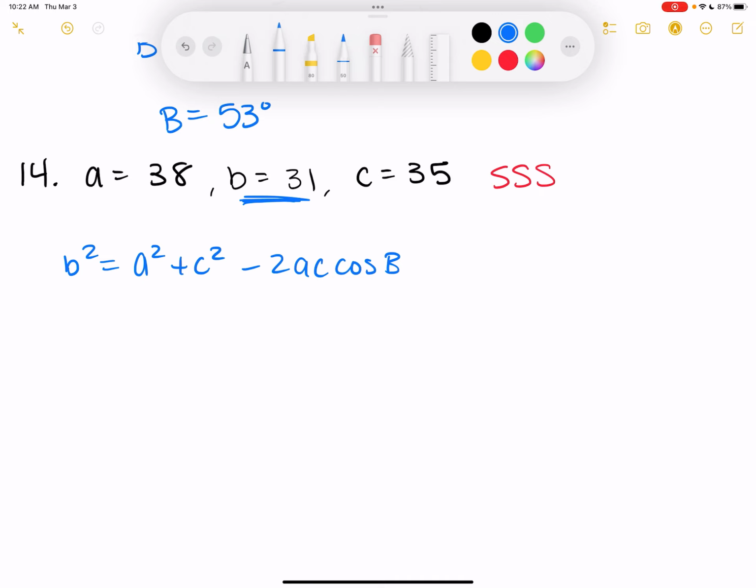All right, so wait, we don't have to solve for the cosine of B. Okay, I'm going to subtract A squared and subtract C squared. So it's going to be B squared minus A squared minus C squared. I need cosine of B by itself, so I'm going to divide by negative 2AC.